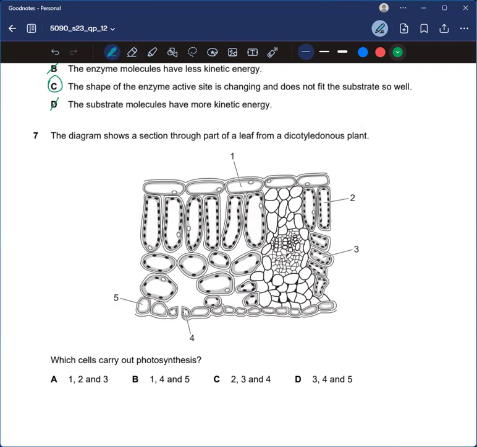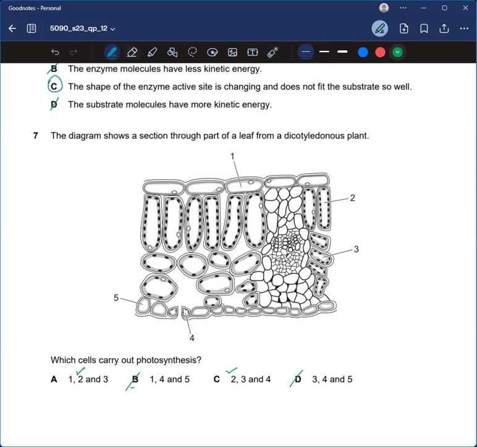So here we have to tell which part carries out photosynthesis, or we can say participates in photosynthesis. Okay, it's the same thing. So we know that light is trapped by these palisade mesophyll cells. So 2 is definitely there. So the options with 2, I would just highlight them. And the rest, B and D, don't have 2, so they would be incorrect.